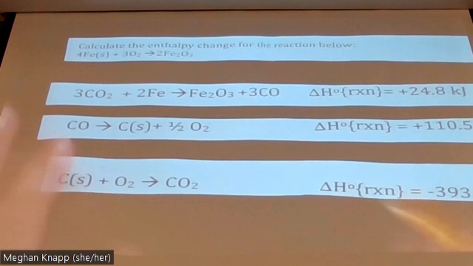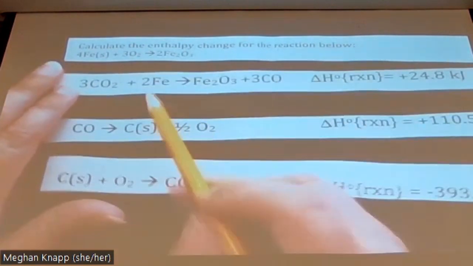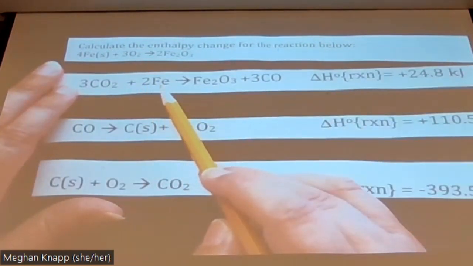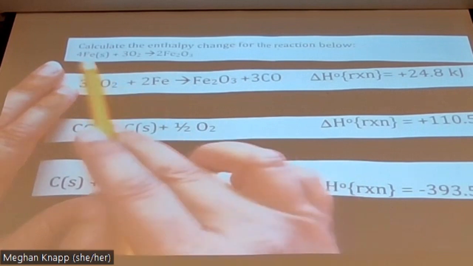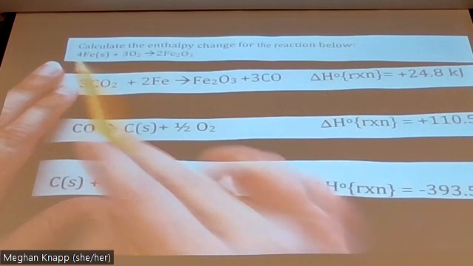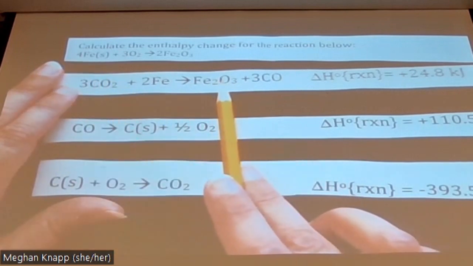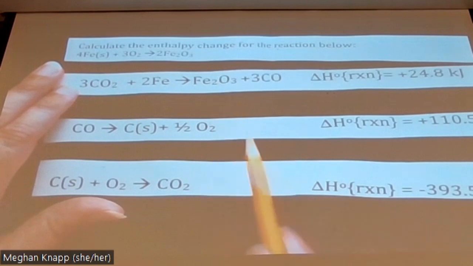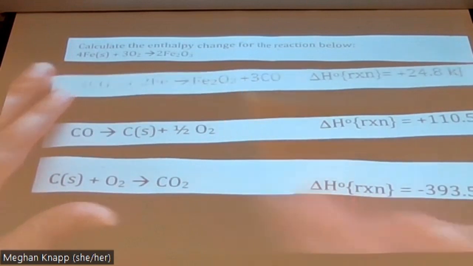The first one you want to look at is the one that has the chemicals from the reaction. Since this only has 2 irons, but our overall reaction has 4, this one has to be multiplied by 2. And then you'll figure out these other 2 based on this.